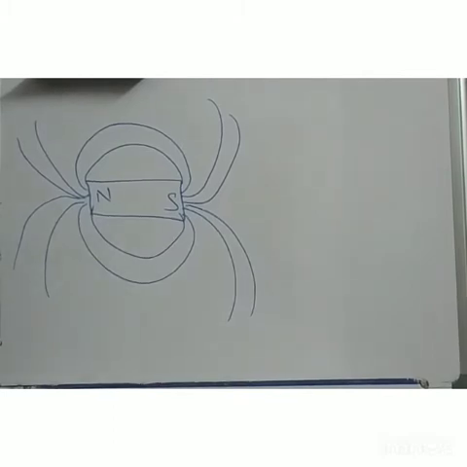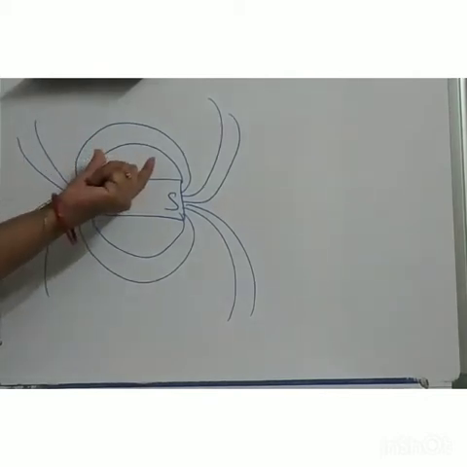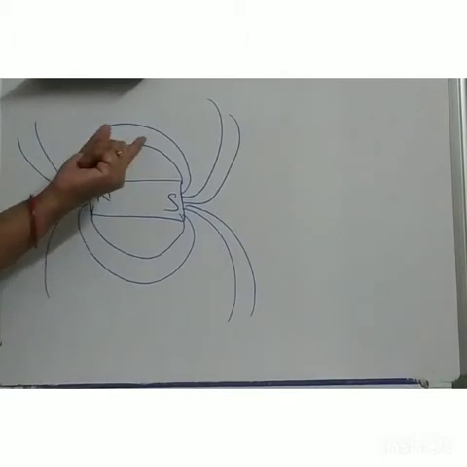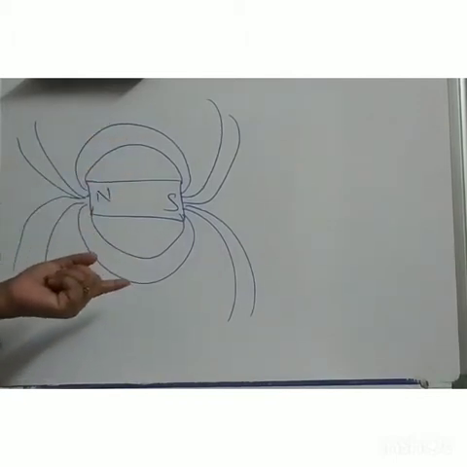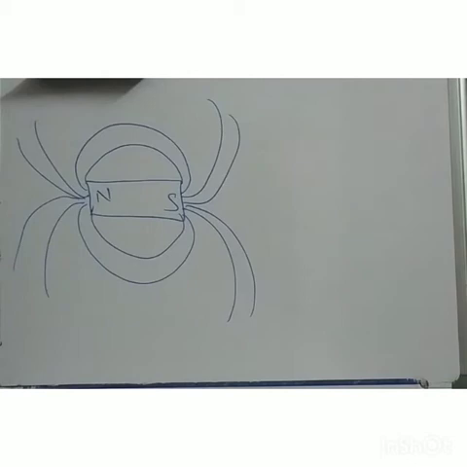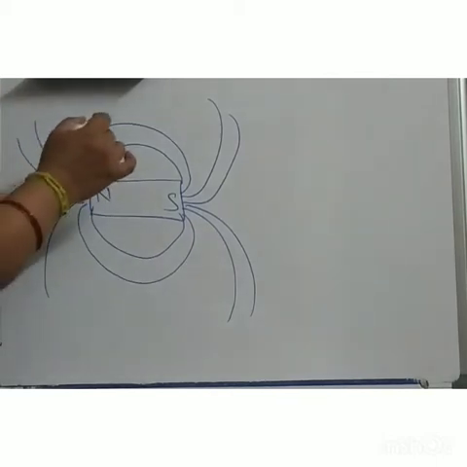So what are magnetic field lines? Magnetic field lines are nothing but imaginary lines. These imaginary lines are the representation of your magnetic field. So in the lab, these are your magnetic field lines.